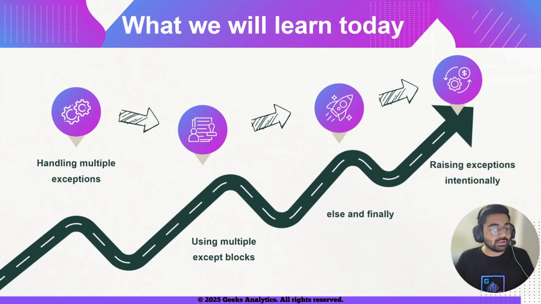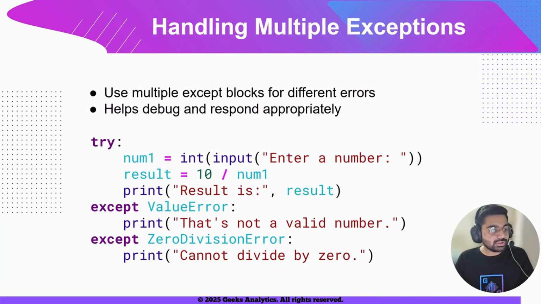using multiple except blocks. And we will see else to run code only if no exception occurred, and use finally to do some kind of a cleanup. And then at the end, we'll learn how to raise exceptions on purpose to prevent bad data or bad behavior. So, handling multiple exceptions.